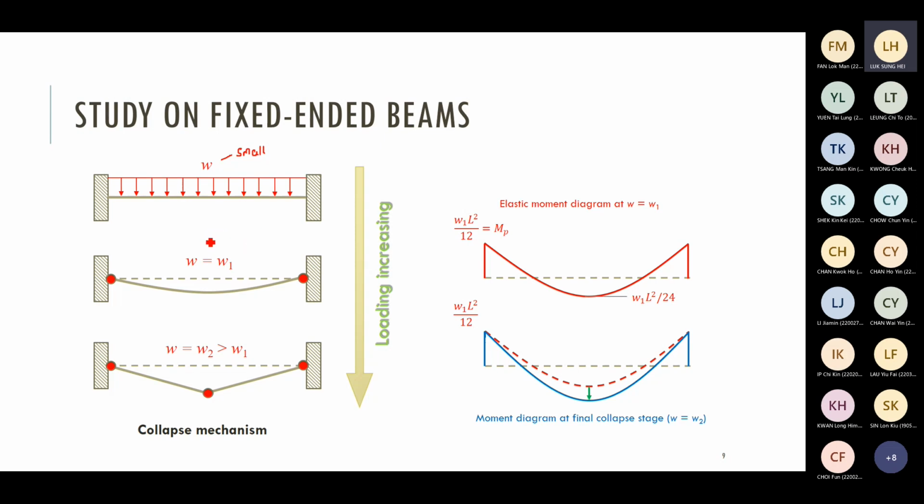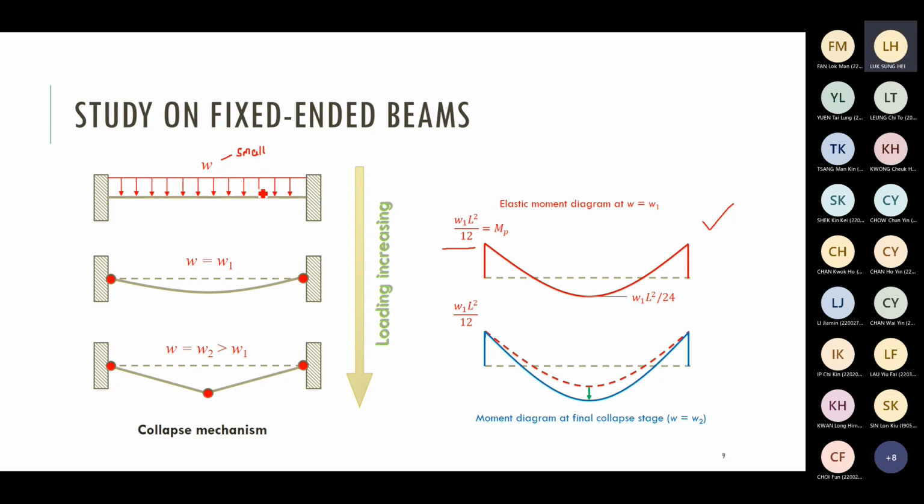When the load increases gradually, the moment value will increase when the load W increases, until the location of maximum moment reaches the plastic moment. This is the shape of the moment diagram for a fixed end beam under UDL. Maximum moment occurred on the two sides of the fixed end beam. The value is equal to WL squared over 12. The moment at the middle is smaller, WL squared over 24.